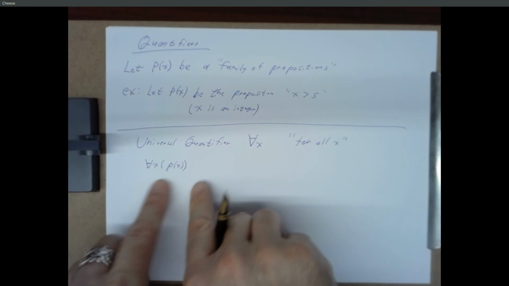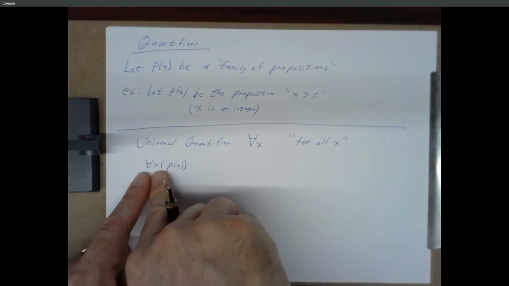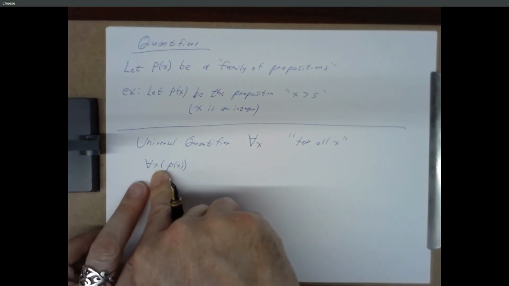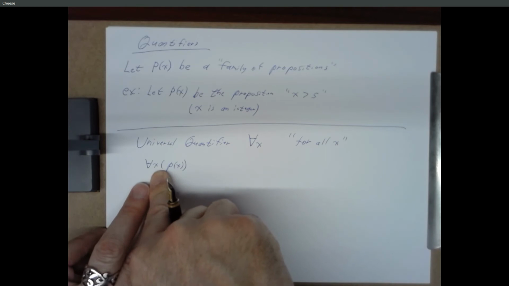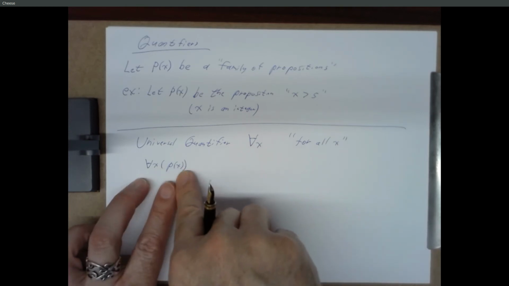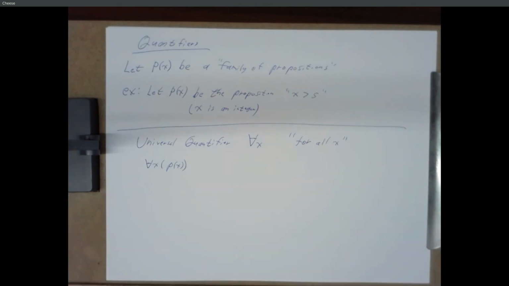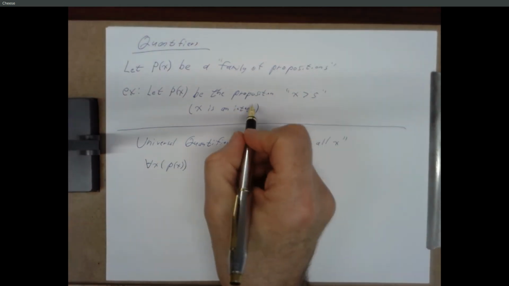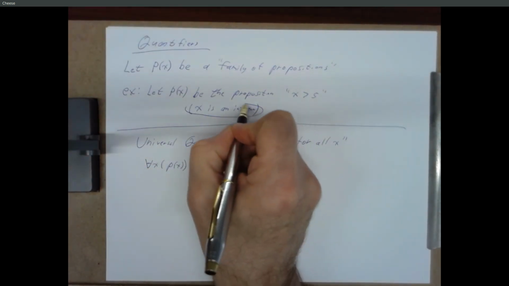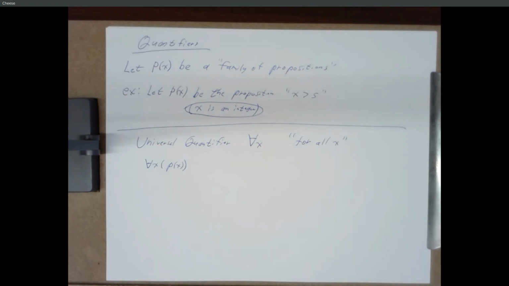Now, if I said for all X, where X is a 3-digit prime number, then yeah, it's true that for all such X, X is bigger than 5. Because 3-digit prime numbers start with 101 and go up, and those are all bigger than 5. So this sort of universe over which X can vary is critical to the truth value of this.